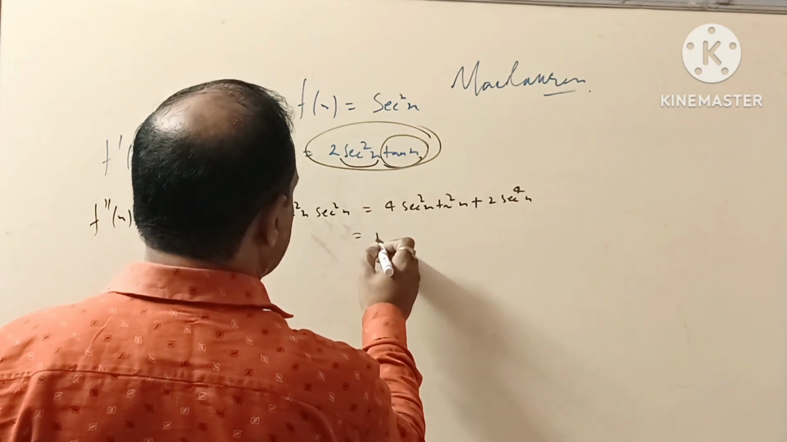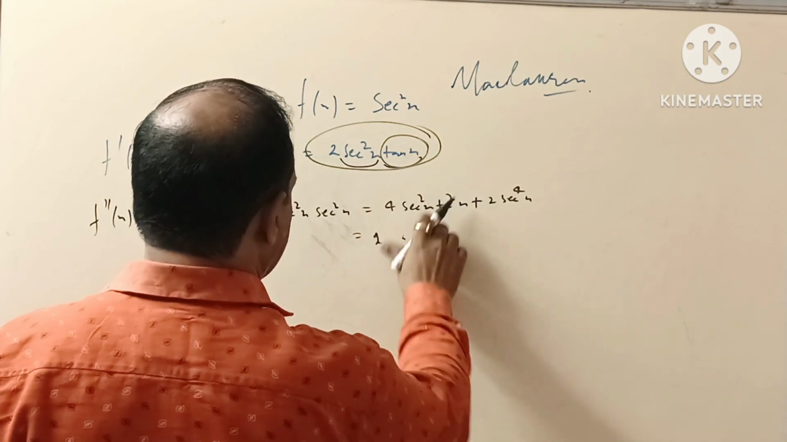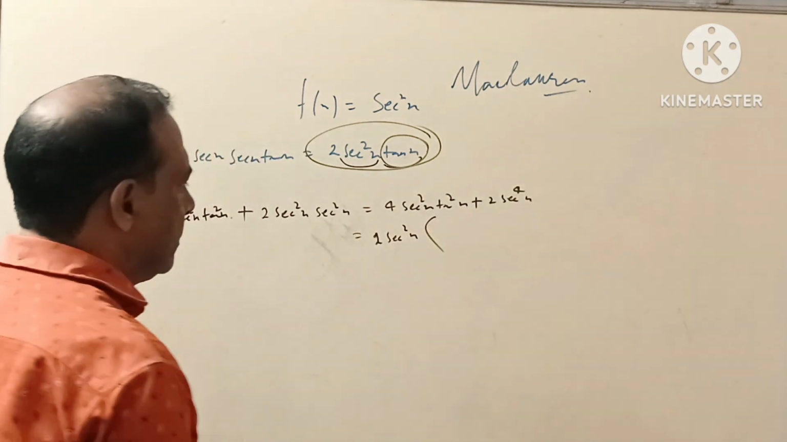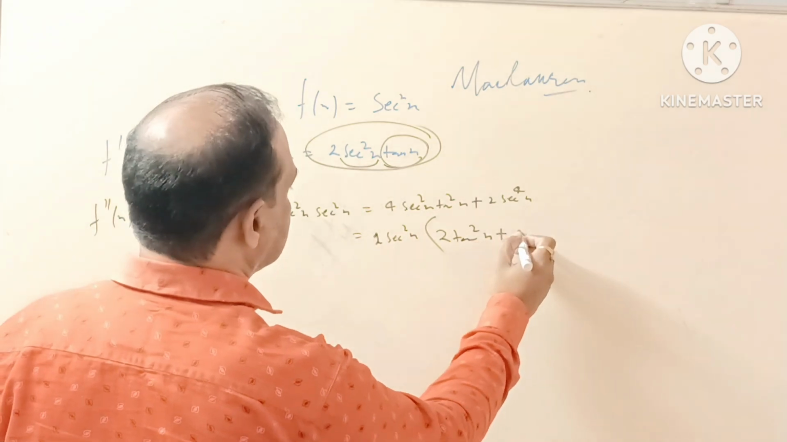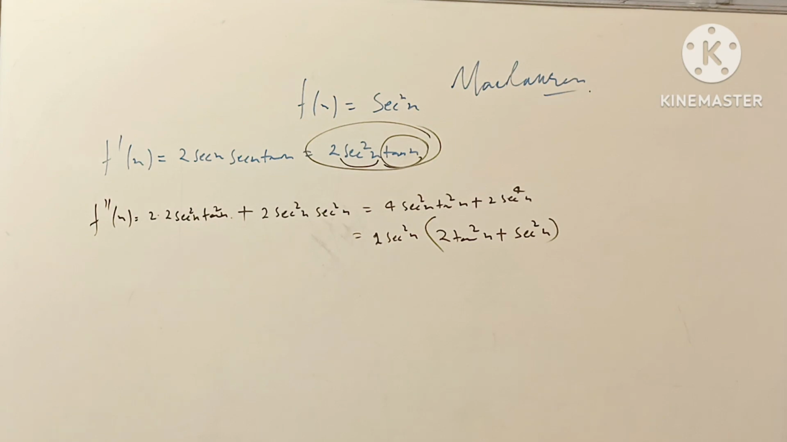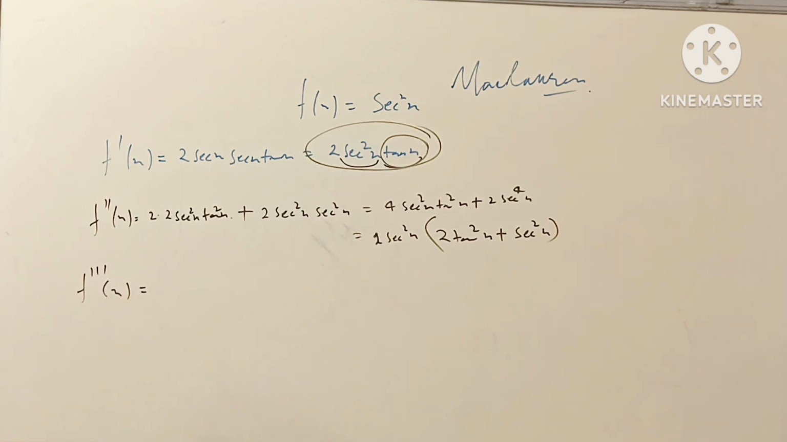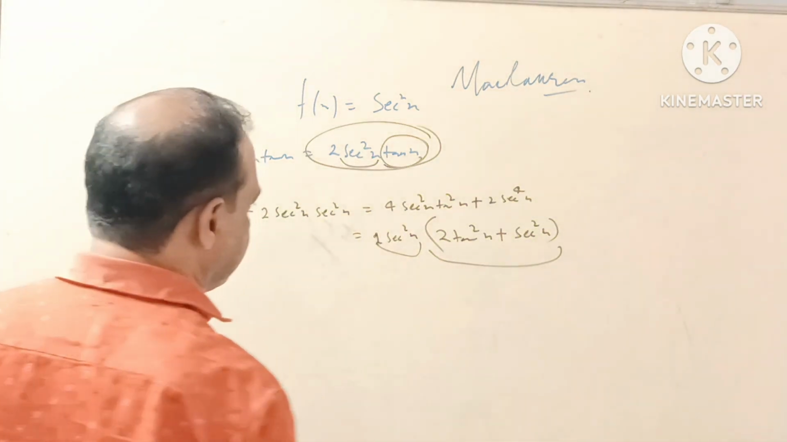Furthermore, if I want to simplify it more, here is 2, and it will give me 2 sec square x, and in the bracket I will have 2 tan square x plus sec square x. This is the required answer of f double dash x. Now after this, we have to find out f triple dash x. On finding this f triple dash x, there are 2 parts. This is the first part, and this will add to the second part.